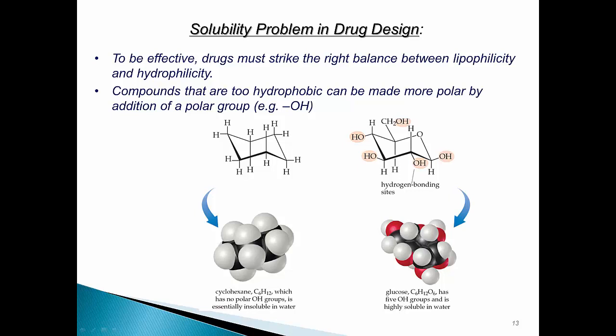So let's look at this example here. We've got cyclohexane, so a purely hydrocarbon compound, no polar regions in it, and comparing that to glucose, which has hydroxyl groups all through it, introducing that polarity. By introducing the OHs, we've increased the polarity of the compound. So we're going from cyclohexane, which is non-soluble in water, to glucose, which we all know is highly soluble in water.